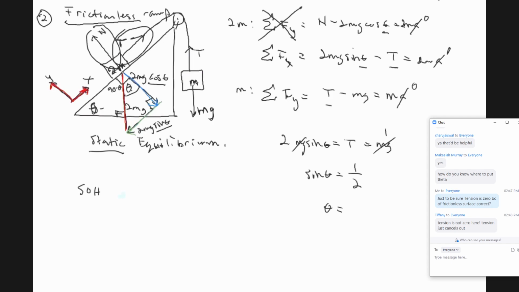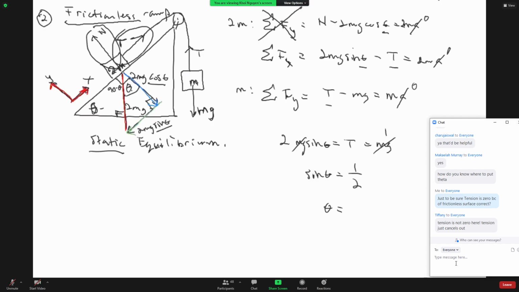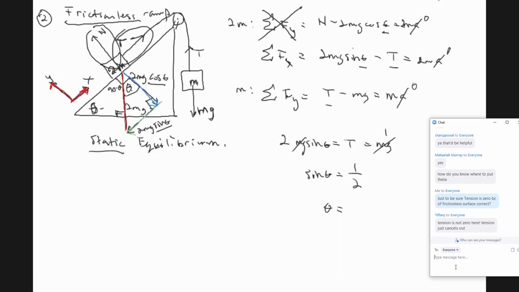So all that stuff that we talked about decomposing vectors last week, we're still applying it this week, right? It hasn't changed, so we have to keep all that knowledge that we had before. Jonathan, just to be sure, tension is 0 because of the frictionless surface, correct? Incorrect. Tension is not 0 here. Tension just cancels out. That is correct, Tiffany.